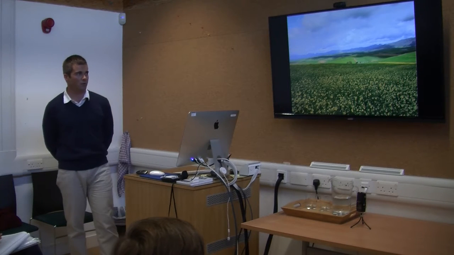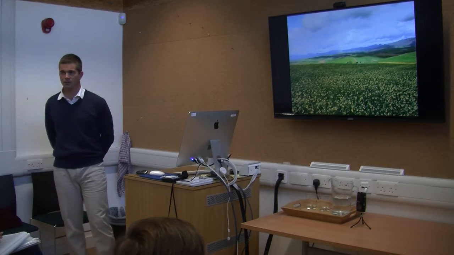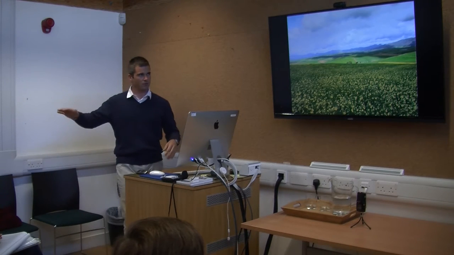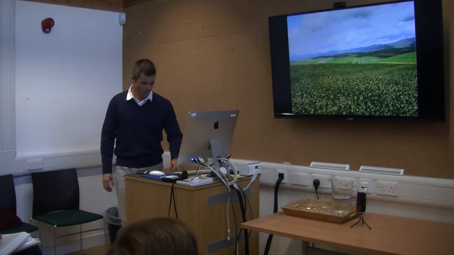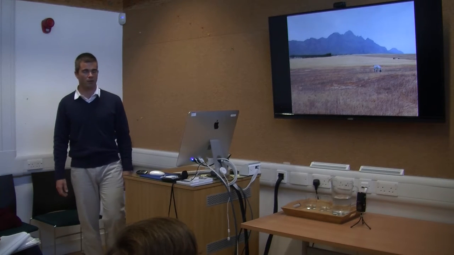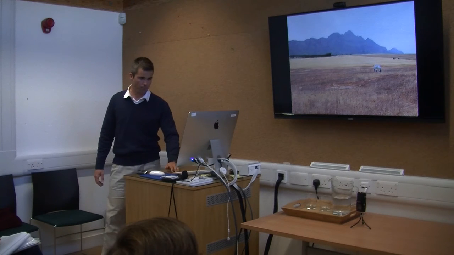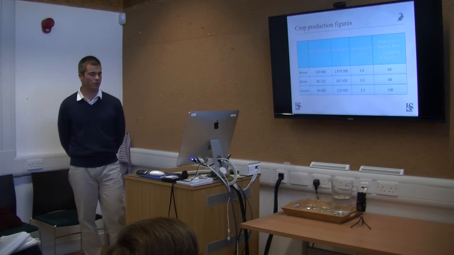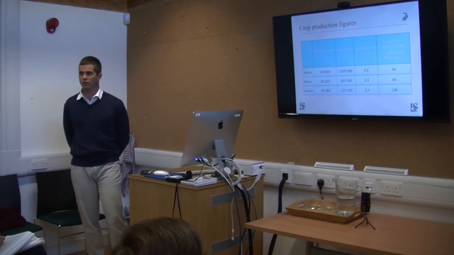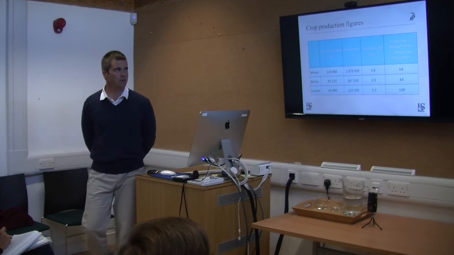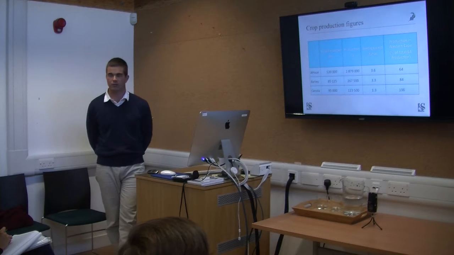So this is a picture of what it looks like in the cool season during winter. It's gentle rolling hills, and it's a different picture in summer. It's typically what you'll find in the Mediterranean region. And just to put this into perspective, this gives the area harvested, production and yield of the crops in the whole of South Africa, and then I've indicated what percentage of this is produced in the Western Cape.